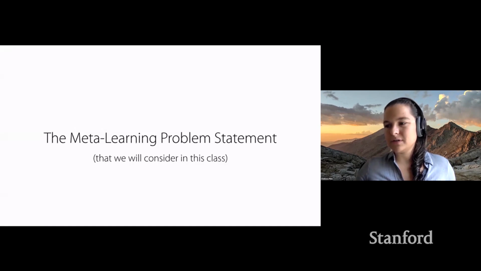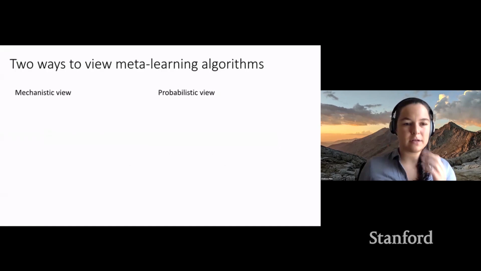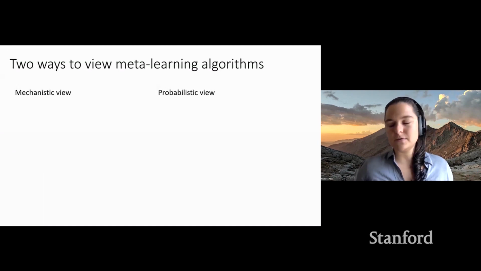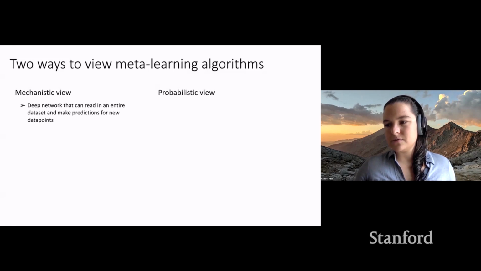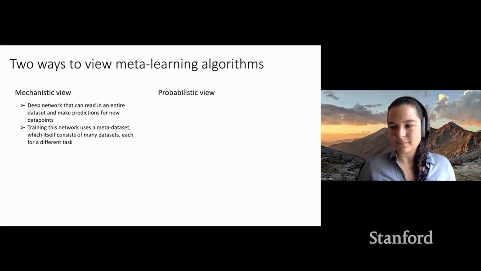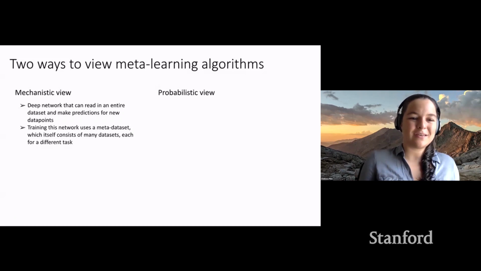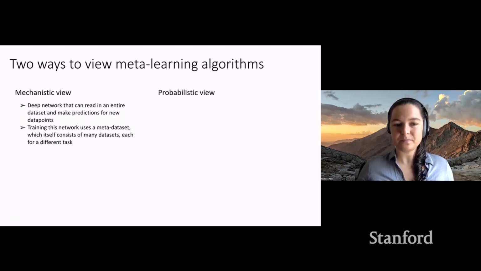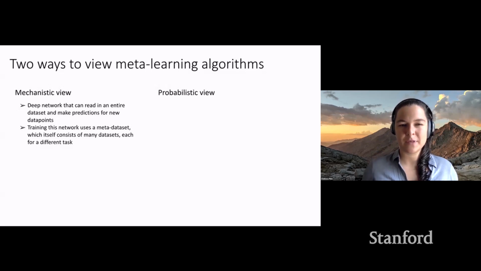To start off, there are, in many ways, two ways to view meta-learning algorithms. There's a more mechanistic view, and there's a more probabilistic view. In the mechanistic view, you can view meta-learning as essentially a deep neural network that can read in data sets and learn from those data sets to make predictions for new data points. And training the network itself uses a data set of data sets, or a metadata set, which itself consists of many data sets. And each data set is for a different task.